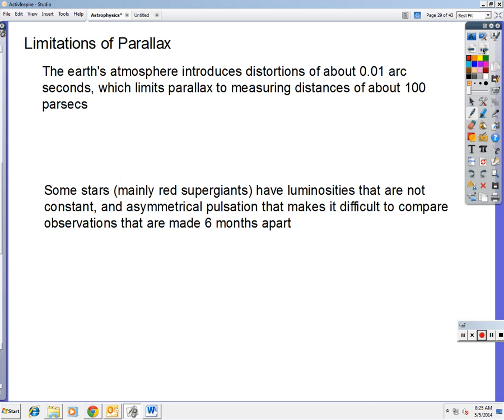The result is that from Earth, you can't really measure parallax angles less than 1/100th of an arc second. And that means you can't really measure the distance to stars that are more than 100 parsecs away. It's 300 or so light years. You can sort of get around this by using orbiting satellites.